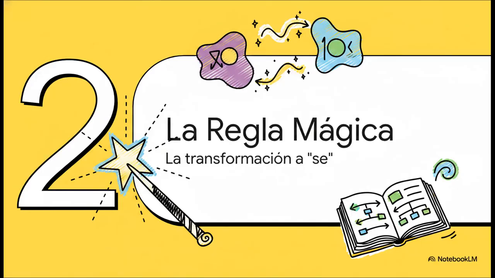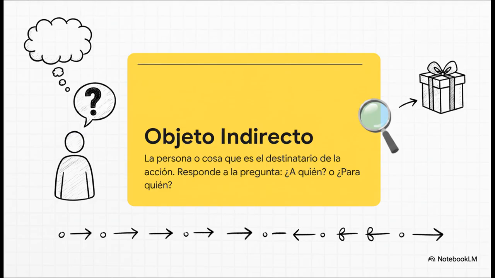All right, you've totally got the hang of direct objects. But now we get to the really cool part. This is what I like to call the magic rule. It's this incredibly elegant thing Spanish does when two of these little pronouns get a bit too close for comfort. But before we can see the magic happen, we have to introduce the other main character in our sentence, the indirect object. If the direct object answers what, the indirect object answers to whom or for whom. It's basically the recipient, the final destination for the action.